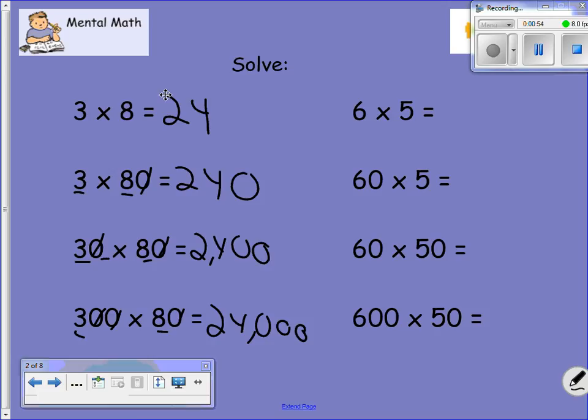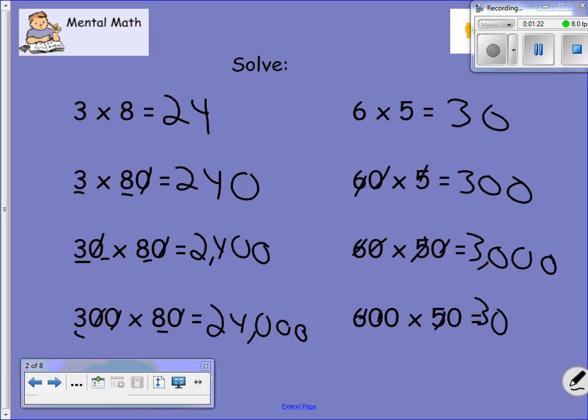24. Add 1, 2, 3 zeros. Same concepts over here. 6 times 5, we get 30. 60 times 5, well, I get 30. Then I add a 0, 300. 60 times 50, I get a 30. Add 2 zeros. A common thing is some kids count the 0 in the 30 as one of their zeros. It's not. You have to multiply the 6 times 5 first. 6 times 5, I get 30. Now I have to add the 3 zeros. 1, 2, 3.